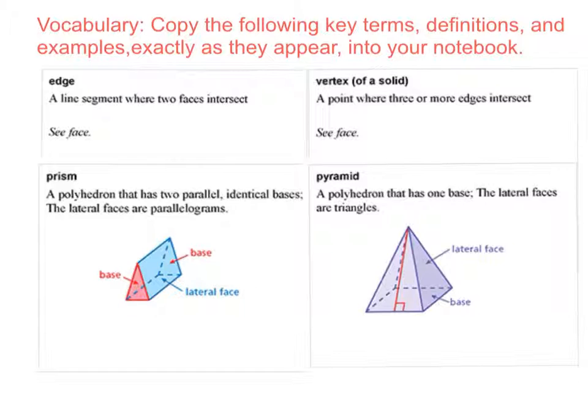An edge is a line segment where two faces intersect. A vertex of a solid is a point where three or more edges intersect. A prism is a polyhedron that has two parallel, identical bases. The lateral faces are parallelograms. A pyramid is a polyhedron that has one base. The lateral faces are triangles.